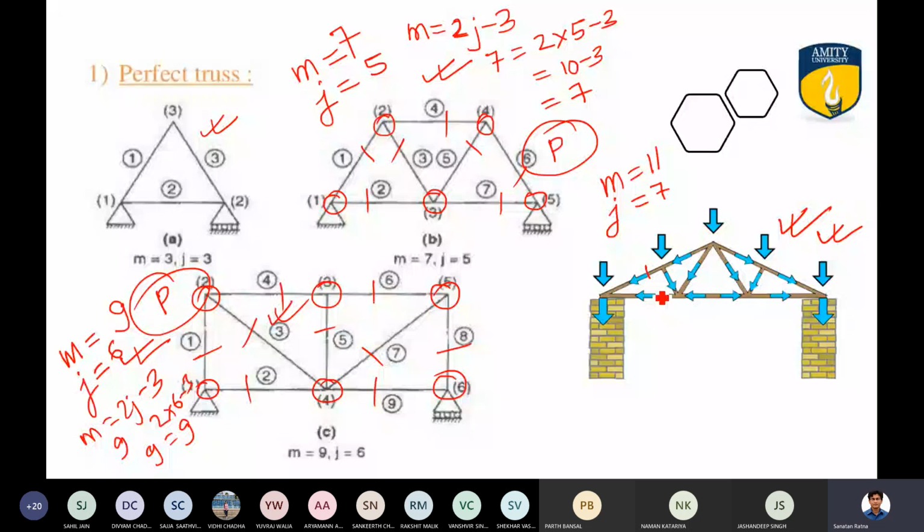You are right. So 2J minus 3. So 11 is equal to what? 2 into 7 minus 3. So 11 is equal to 11. So again, this is your perfect truss.